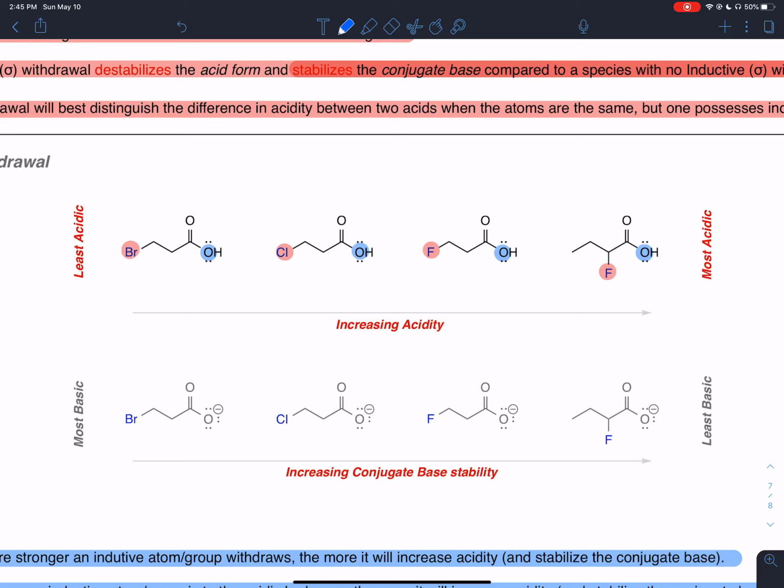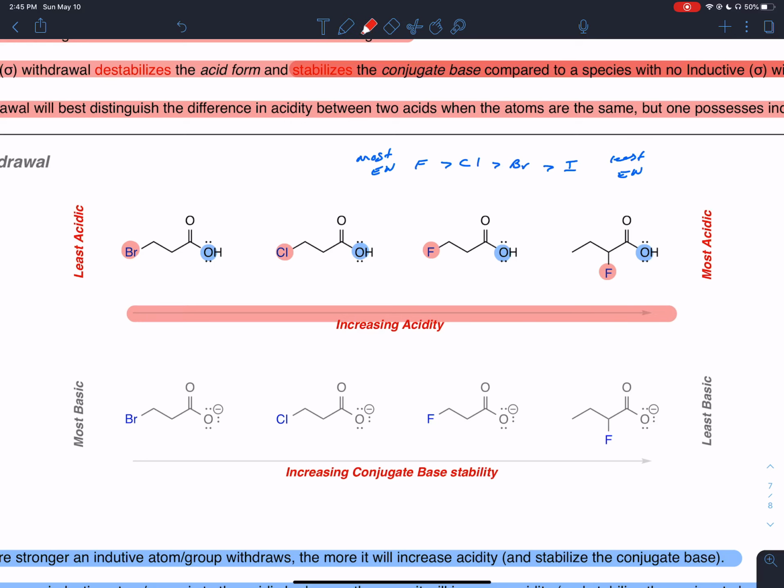And when we think about electronegativity, remember, fluorine is more electronegative than chlorine, which is more electronegative than bromine, which in turn is more electronegative than iodine. The most electronegative halogen is fluorine. The least electronegative halogen is iodine. So what we see in this comparison is there's an increase in acidity going from left to right, because in the first three, we have an increase in the inductive capacity of the inductive atom. Fluorine is more withdrawing than chlorine, and chlorine is more withdrawing than bromine. You can kind of consider that the sigma density is being shifted a little bit towards the inductive atom, that it's pulling it a little bit.